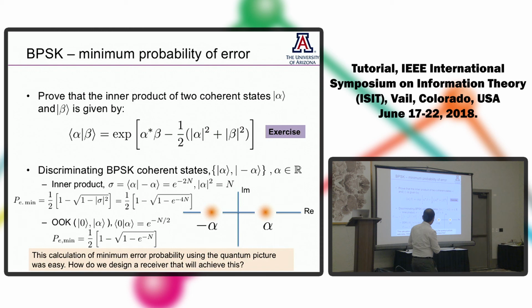Okay, so the calculation of these error probabilities was easy, but how do you build a receiver that will actually achieve this? So instead of deriving that receiver, I'm going to give you the answer, and describe how that receiver works. And then I will discuss why discriminating between two states is so special, and that already was so hard that we don't even know how to get to the quantum limit of discriminating between 3 states or more. Okay, but for 2 states, we do have an answer.